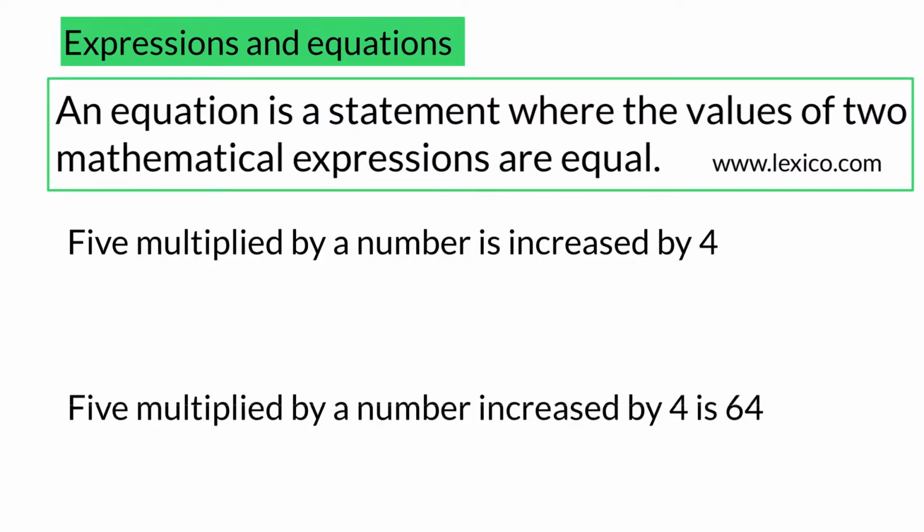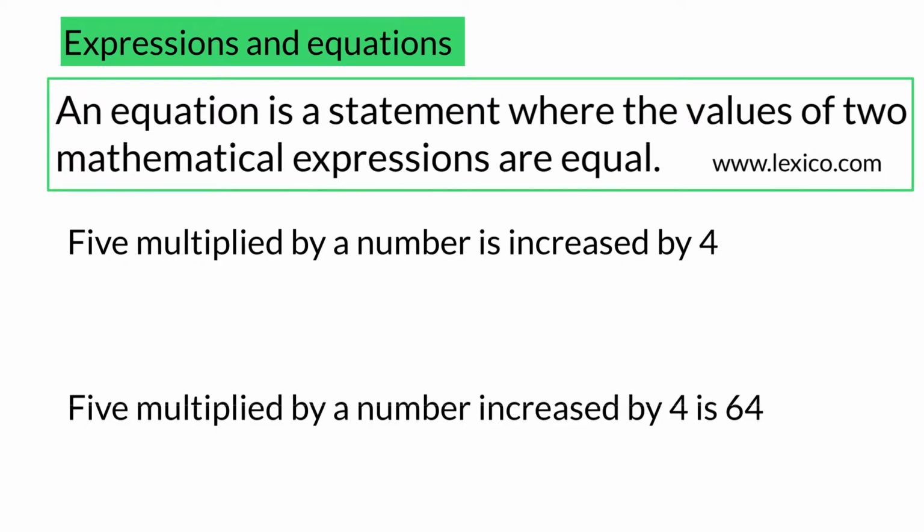In the first video in the series, we described an equation as a statement where the values of two mathematical expressions are equal. Now, what is the difference between an expression and an equation? An expression is just a mathematical sentence, whereas an equation has an equal sign. It has two parts equal to each other. So below the definition, I have two examples.